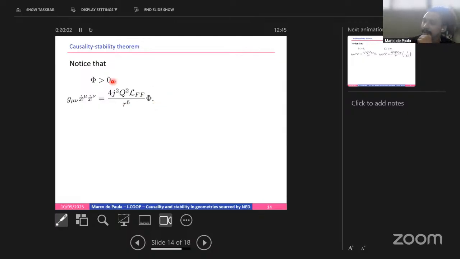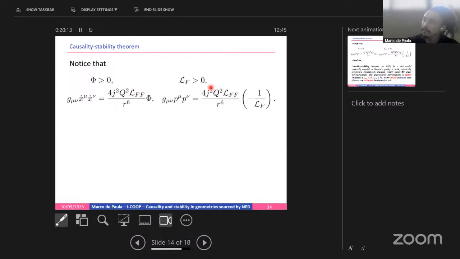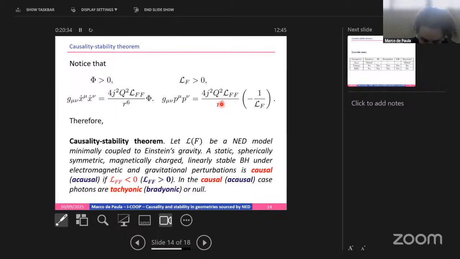And the sign of the norm of the four-velocity will be determined only by the sign of the second derivative of the Lagrangian density. Similarly, if we require again that the space-time is stable, then this sub-condition here is greater than 0, and the sign of the norm of the four-momentum of photons in nonlinear electrodynamics will be determined solely by the sign of the second order derivative. And this means the following. This led us to the following theorem.